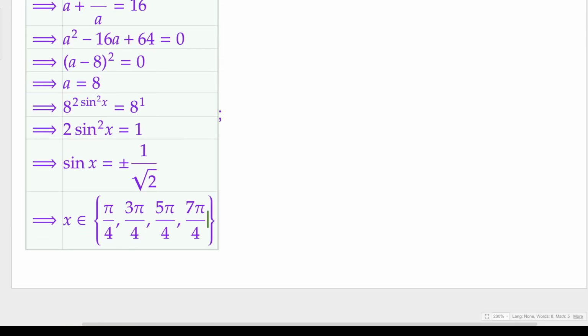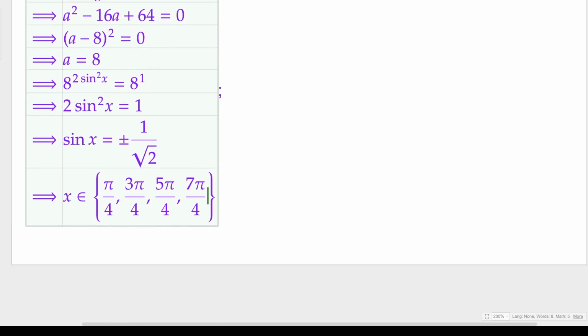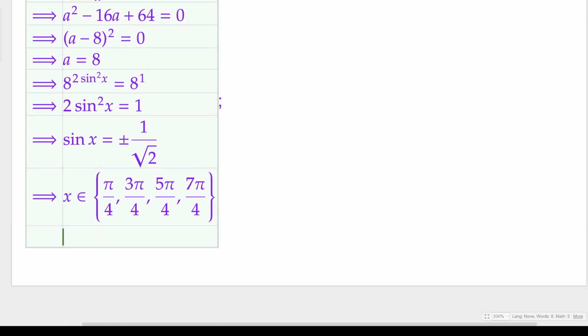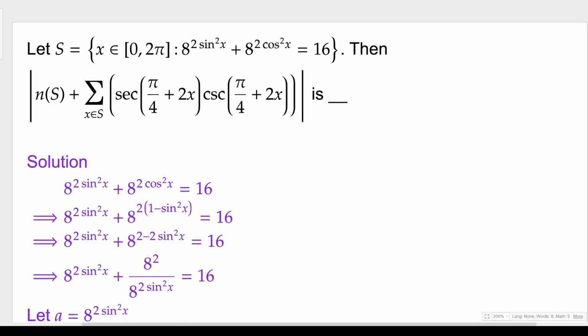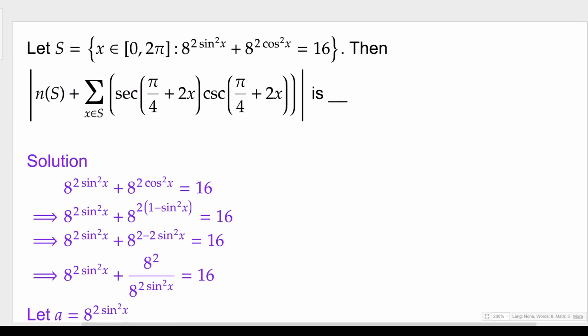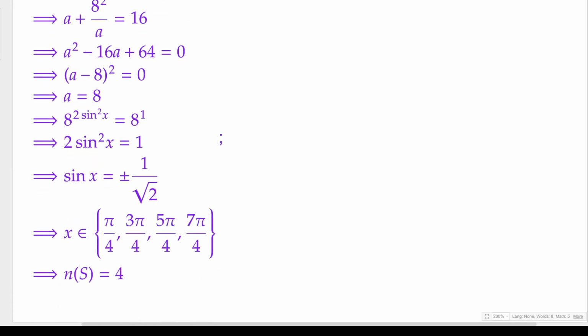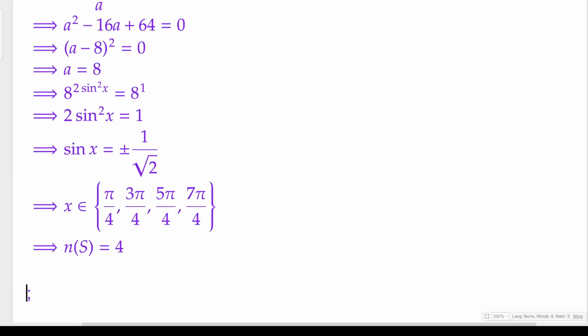So outside of 2 pi I cannot go, right. So from this we can say that the number of elements present in set S is equal to 4. So this value is something that we got. Now we need to resolve this particular expression, right? So once we resolve this part, we can add both of these easily.